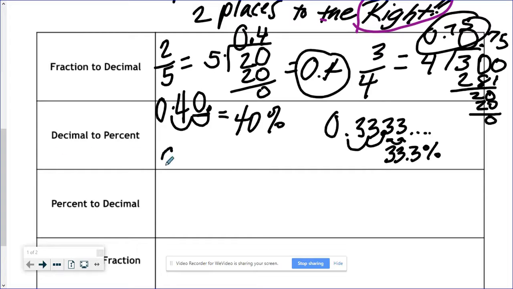Same thing, if I had 7.75, move it 2 places to the right. That's where my new decimal is. I'm at 75%. I think that one's pretty easy.